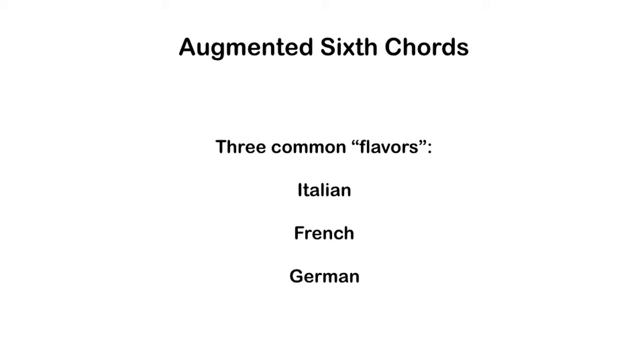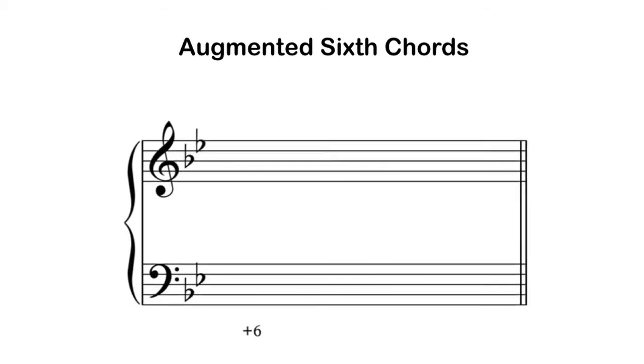In fact, there are literally dozens of different types of augmented sixth chords because once you get that augmented sixth, flat 6 to sharp 4, you can stick in lots of other scale degree combinations to come up with interesting sounds. Let's start by spelling augmented sixth chords.